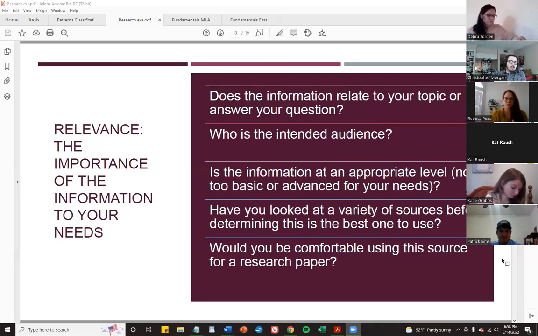Relevance, the importance of the information to your needs. This is just like the question of validity, right? Is this even related to what you're saying? It's not terribly often, but sometimes I get a source in a research paper and I'll go take a look at the source. And I'm like, the source has absolutely nothing to do with this paper. Like, it's not about the same topic.